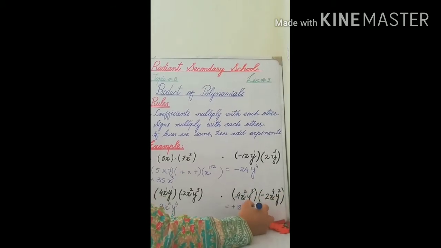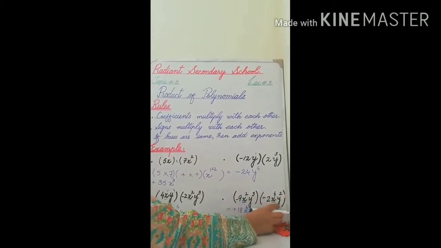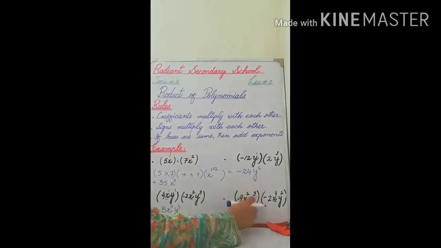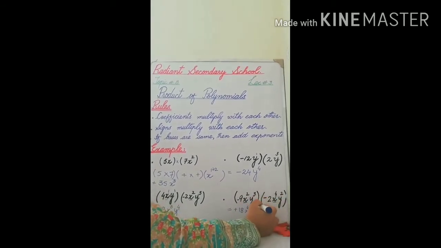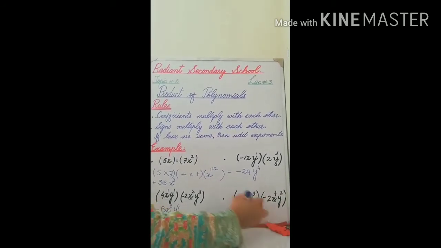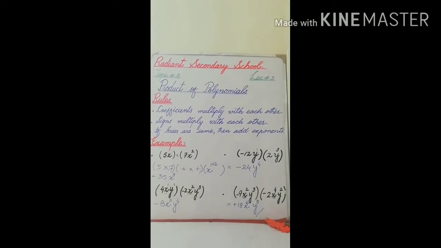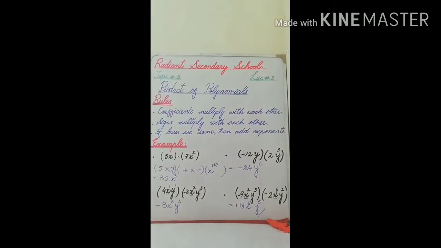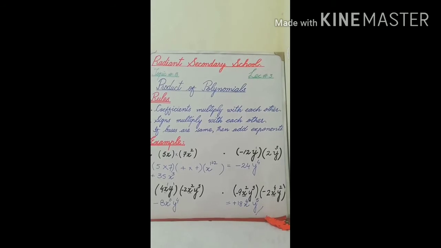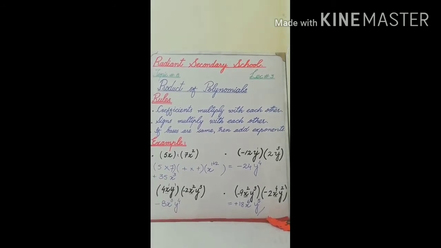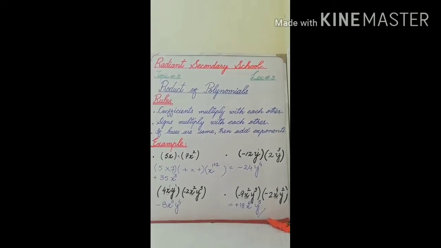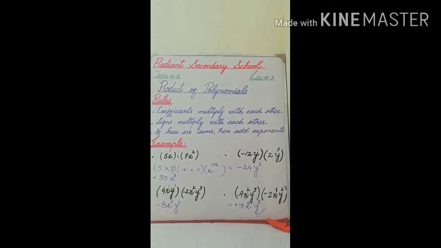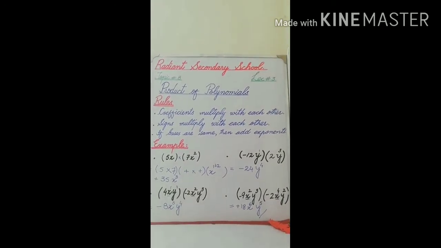y cube and y squared. Add their exponents because y and y, both bases are the same. So y raised to power 3 plus 2, 5. Okay students, I am sure your concept will be clear. Now we come to the questions of the next exercise 6.2. Then your concept will be more clear. If you have any confusion, then your confusion will be removed inshallah.